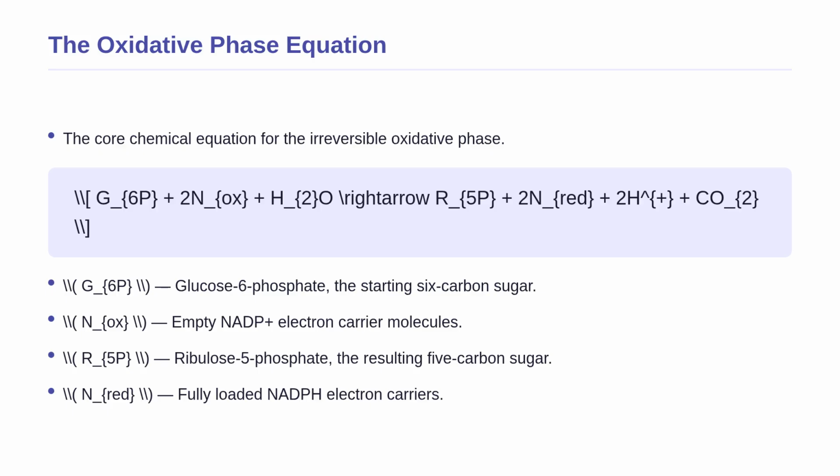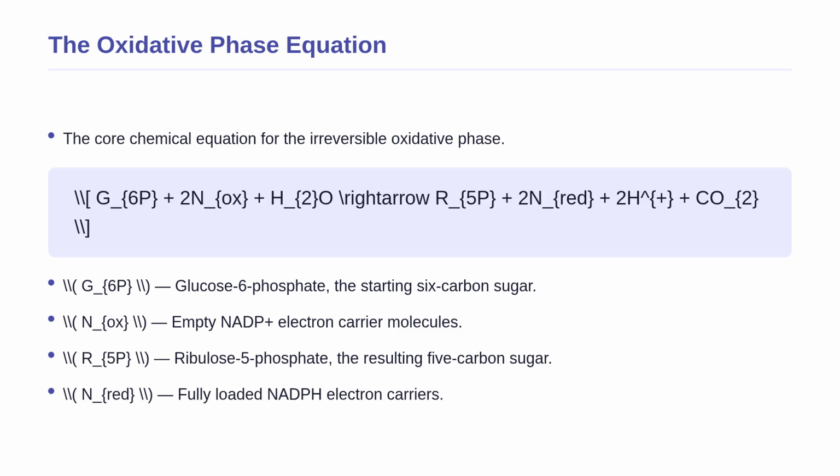Now that we understand the biological purpose, let us look at the exact chemistry that makes it happen. This formula represents the irreversible oxidative phase. It starts with glucose 6-phosphate, our 6-carbon sugar derived from our diet. The symbol NOx represents the empty electron carrier molecules, NADP+, waiting to be loaded. As water is consumed, one carbon atom is completely removed and exhaled as carbon dioxide. The remaining 5-carbon sugar is ribulose 5-phosphate, which later becomes the ribose for DNA.